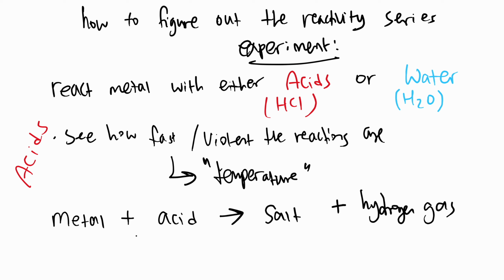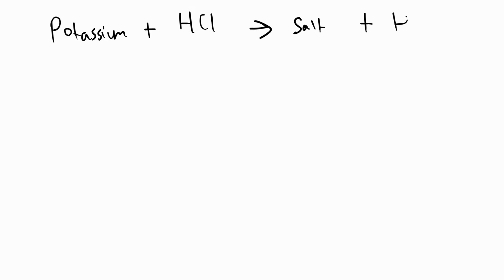Alright, so when a metal reacts with an acid, such as hydrochloric acid, it's going to form a salt and hydrogen gas. Let's take a look at an example. Let's say we had potassium react with hydrochloric acid to form... what would it form? Well, we said it's going to form a salt and hydrogen gas, right?